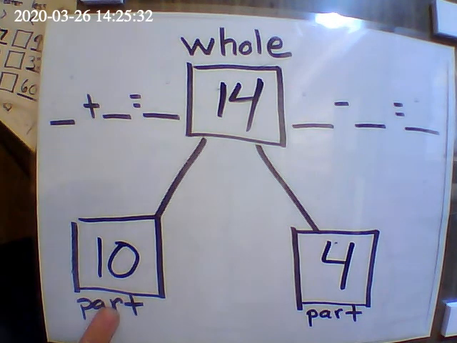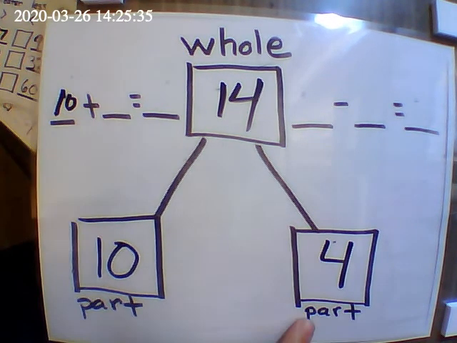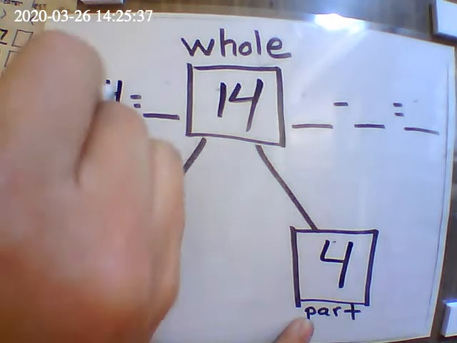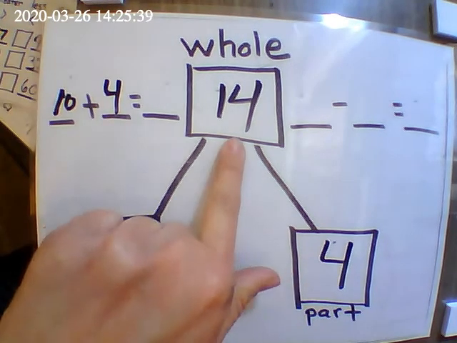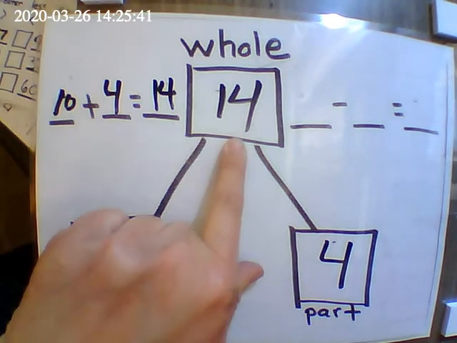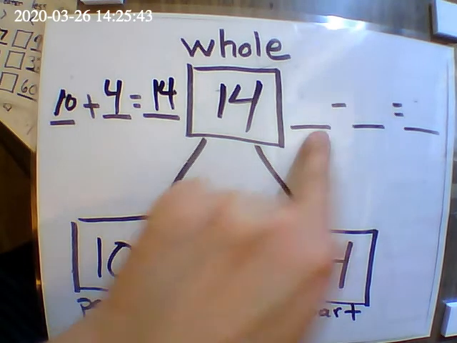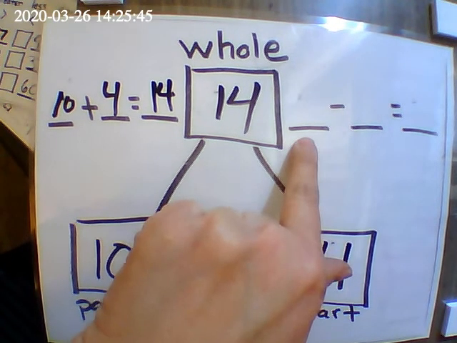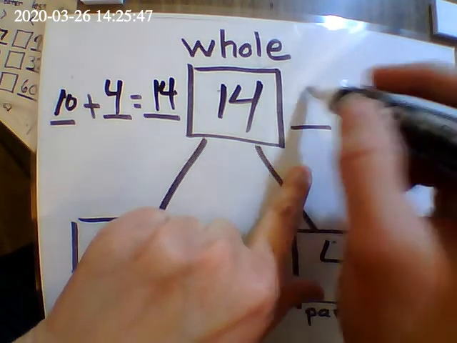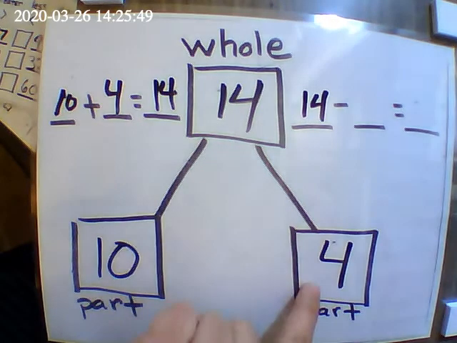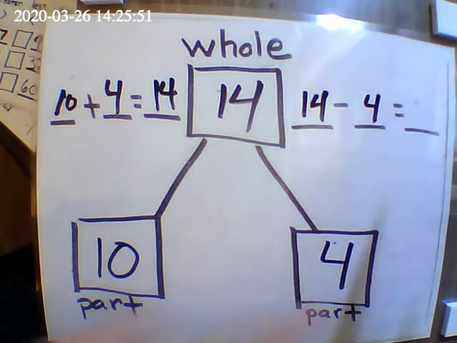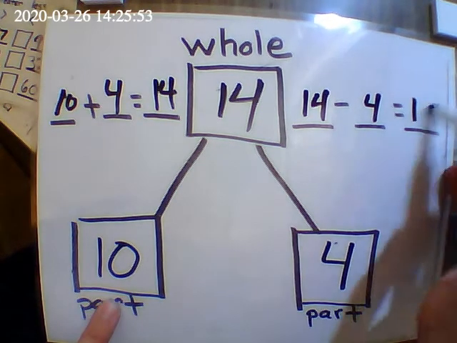And so we're going to do 10 plus 4 part equals the whole 14. And then on the other side, we're going to do the subtraction. We're going to start the whole number first, the bigger number, which is the 14. 14 minus 4 equals the 10.